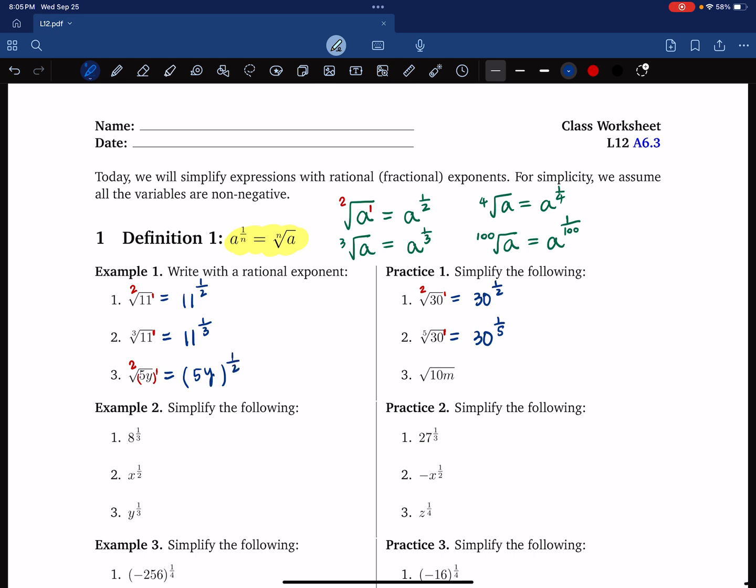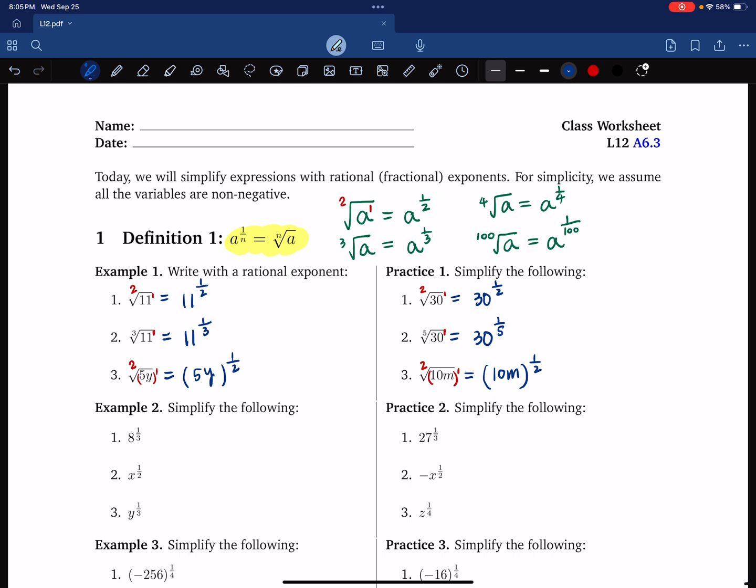And then let's use number 3 on the right-hand side as a practice. Same thing, right? The base will be parentheses, the inside of the square root, and that's 10m. And then if I put the exponent back, the inside is 10m raised to the first power, and the index is 2. So our exponent for the 10m will be 1 over 2.